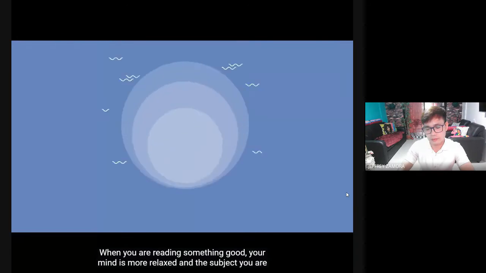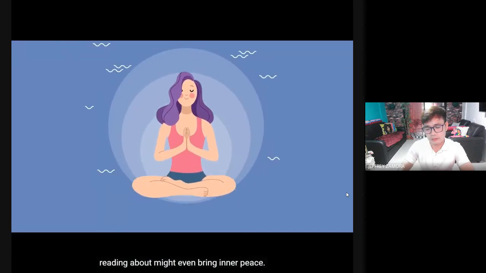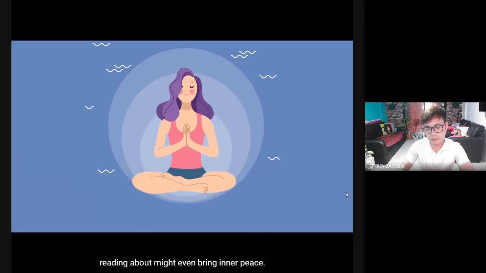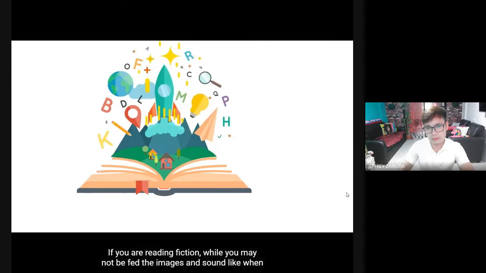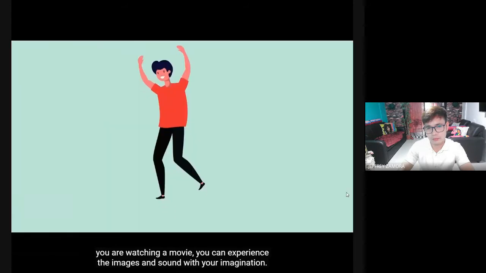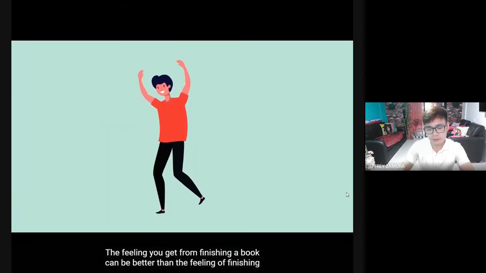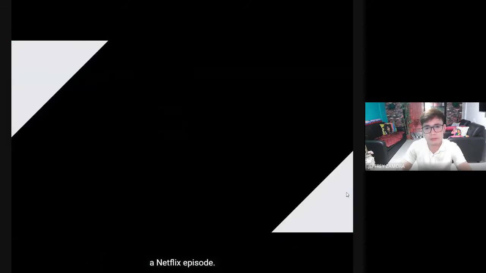When you are reading something good, your mind is more relaxed, and the subject you are reading about might even bring inner peace. If you are reading fiction, while you may not be fed the images and sound like when you are watching a movie, you can experience the images and sound with your imagination. The feeling you get from finishing a book can be better than the feeling of finishing a Netflix episode.